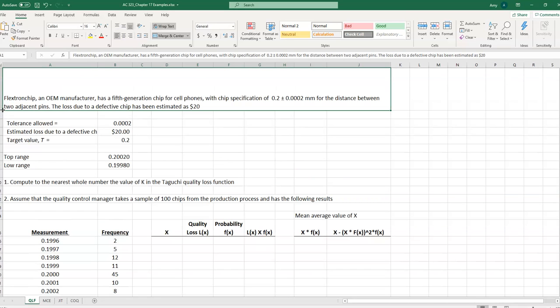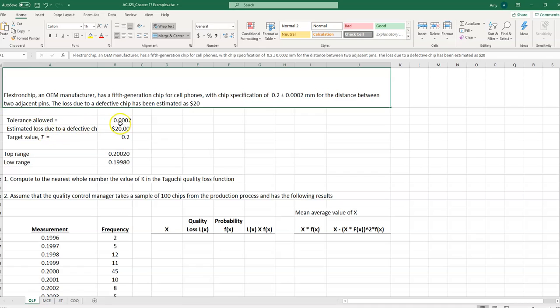So we have a computer chip. We have our target value of 0.2 millimeters, and then we have a tolerance allowed of 0.002, which gives us a top range and a low range for the millimeters of distance between two adjacent pins. Anything that doesn't fall within that range is rejected or thrown out.